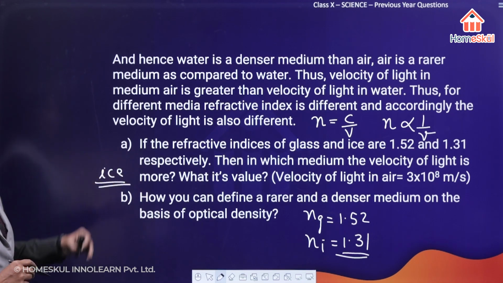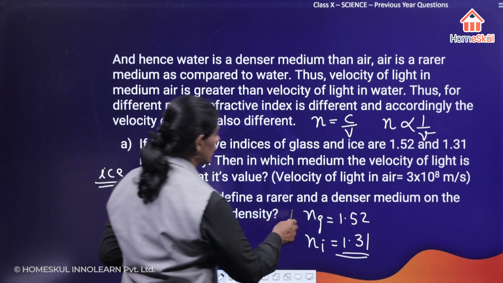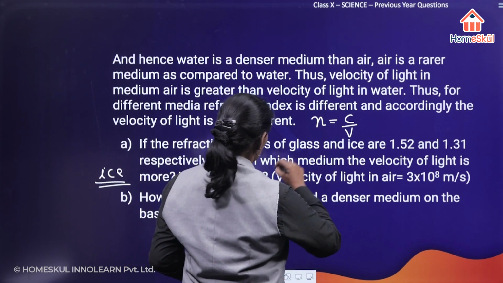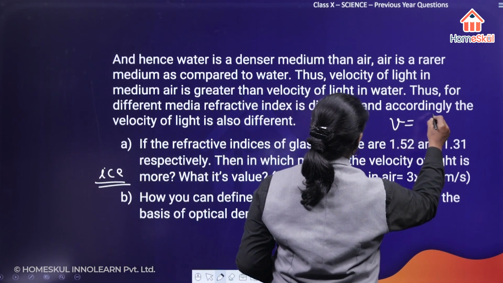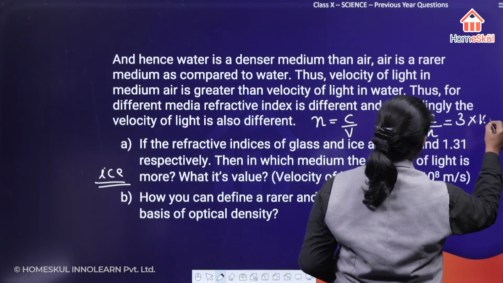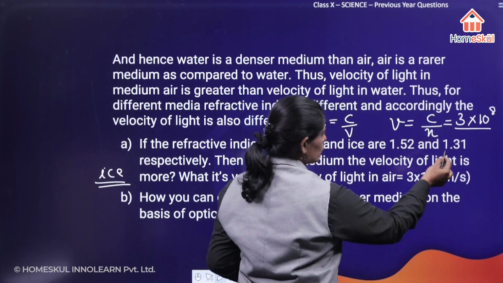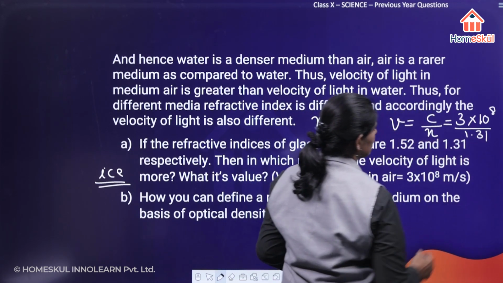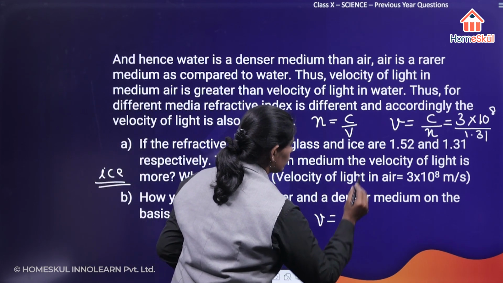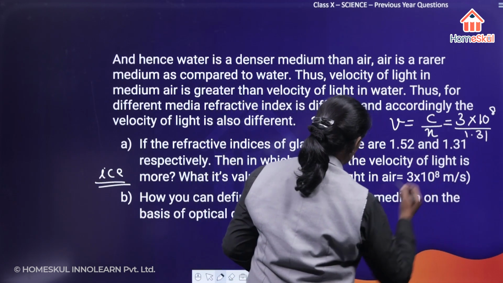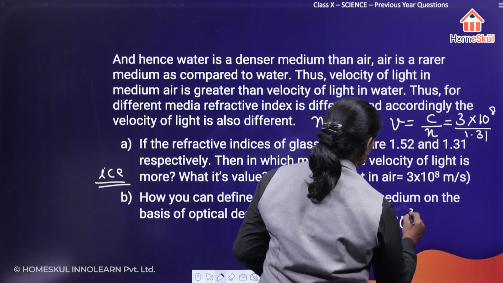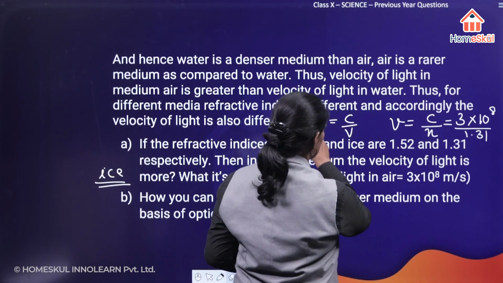Now, we have to calculate the value also. So, let's use the formula n equal to c by v. So, what will v be here? v will be equal to c by n. The value of c is already known to us, that is 3 into 10 raised to 8, and n is given to be 1.31, the refractive index of ice. Let's solve this. So, we get v equal to 3 into 10 raised to 8 divided by 1.31, which approximately will be 2.29 into 10 raised to 8 meter per second.